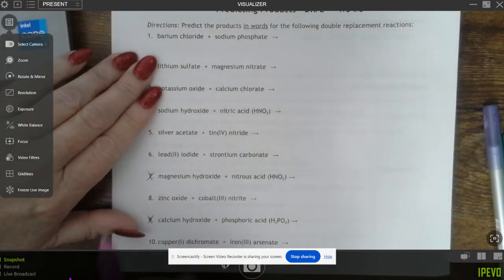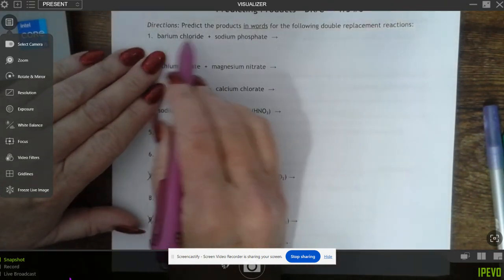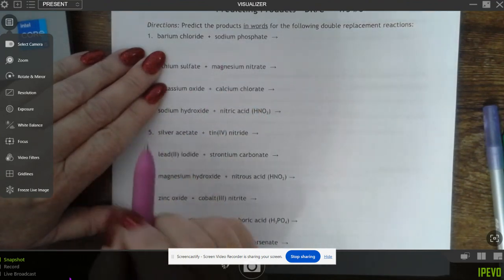Okay, so the first thing that you're going to do with double replacement reactions is write the word equation.